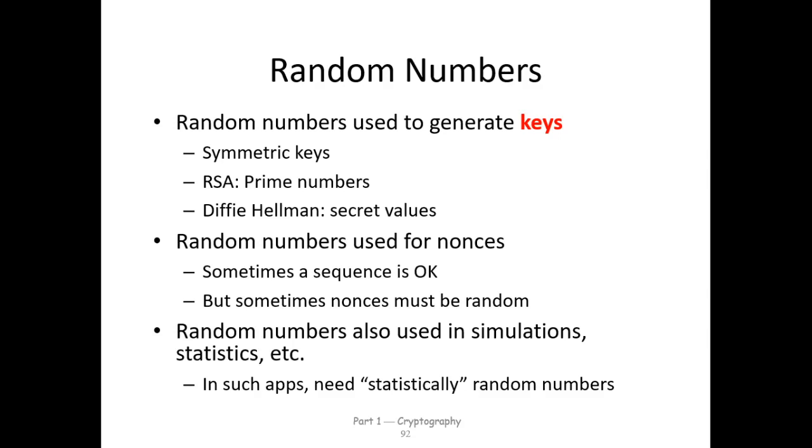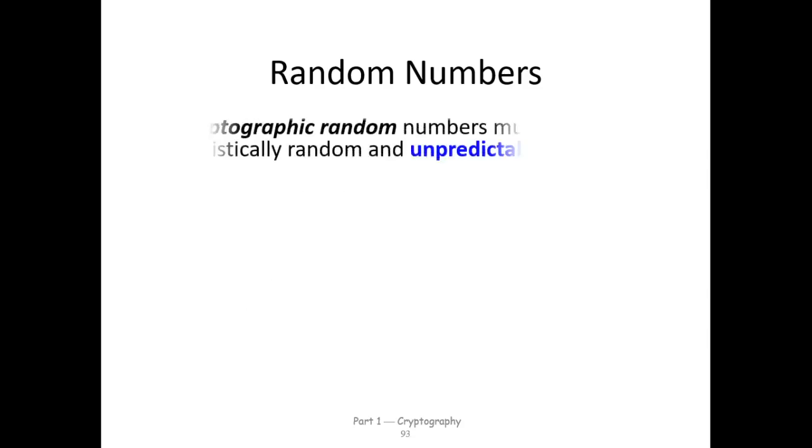Such applications need statistically random numbers. But here we are going to concentrate on cryptographic random numbers. Cryptographic random numbers must be statistically random and unpredictable every time the particular cryptographic algorithm generates them. That should be very unique and random, which cannot be predicted. That is what we call unpredictable.